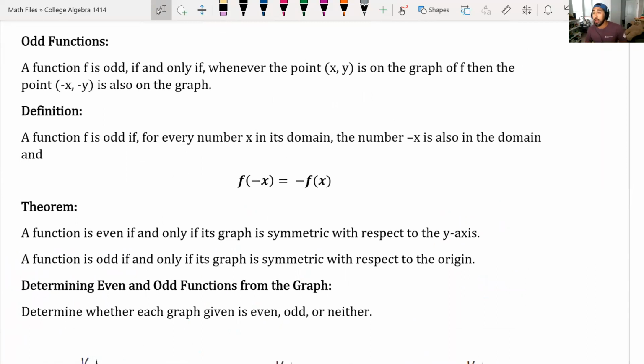Now, to check for an odd function algebraically, you do the same thing as if you were to check for an even function. You take negative x and plug it in for every x. And if the outcome is the original function, but negative, meaning all the signs have changed, then you have an odd function. Okay. So again, we can go to the next page, see what that looks like.